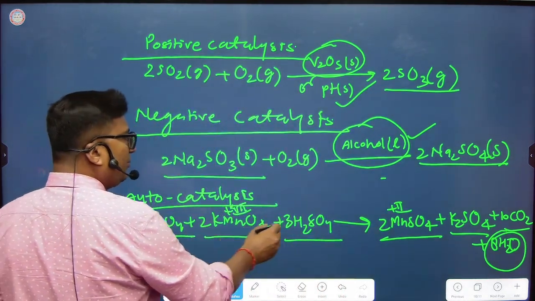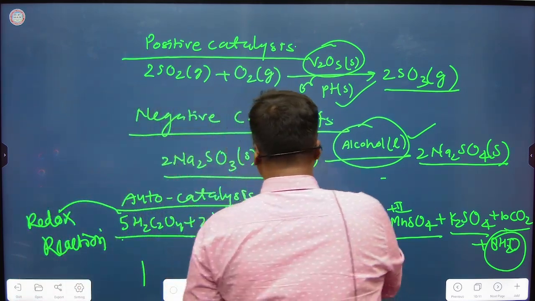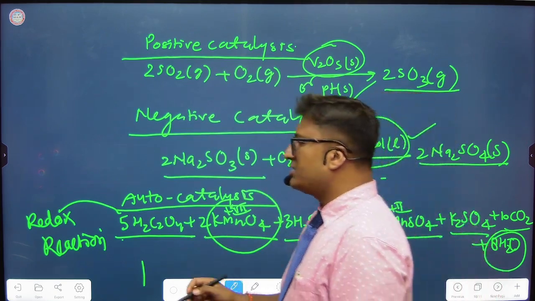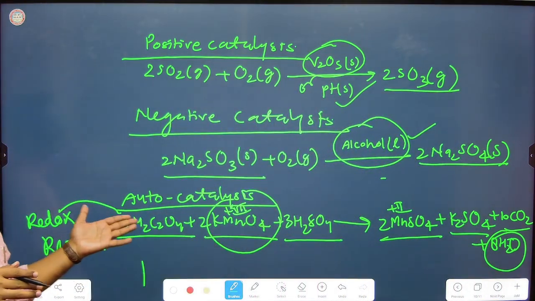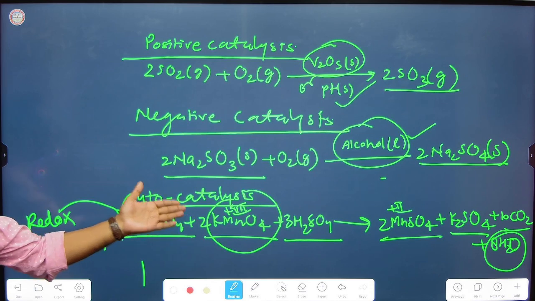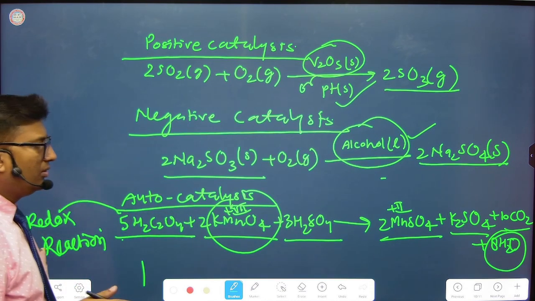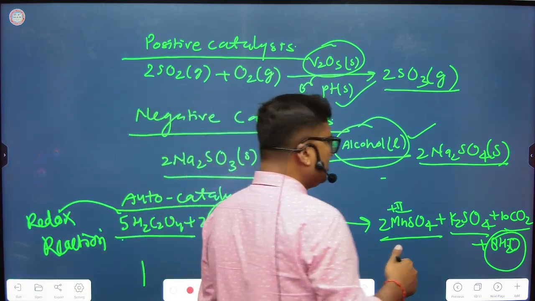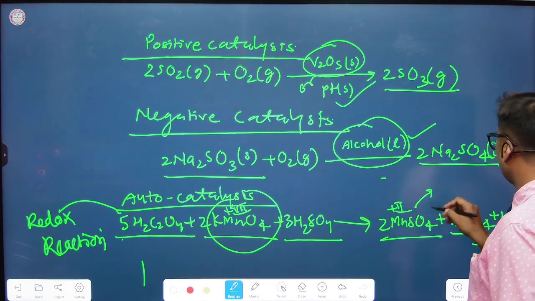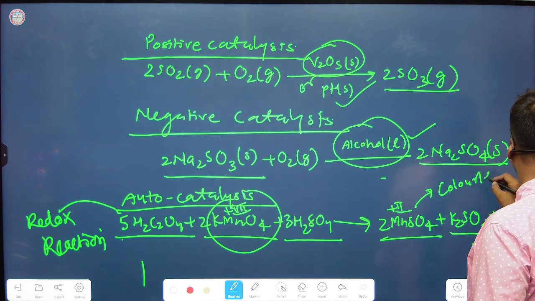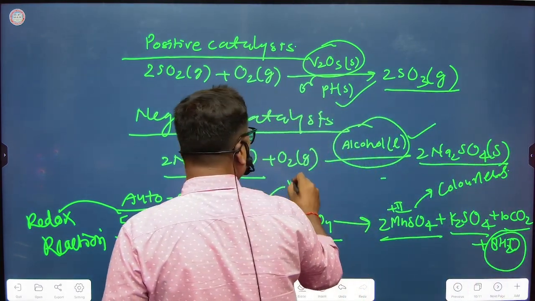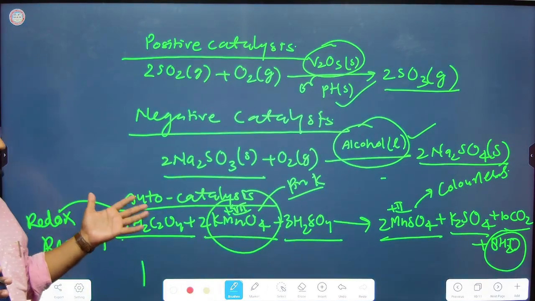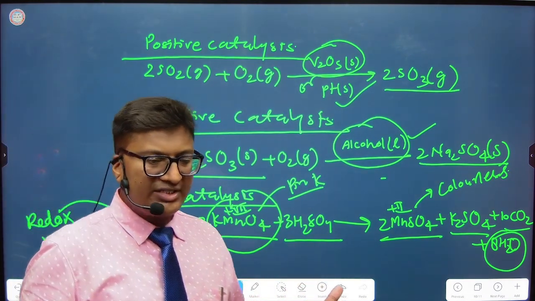In the presence of acid, potassium permanganate has a pink color in the solution. You can simply say it is violet or pink in the water medium. Before the reaction the solution remains pink, but after the reaction it becomes colorless. So this is colorless and this is pink. By observing the change in color of the reaction, we can assign the role of the catalyst.